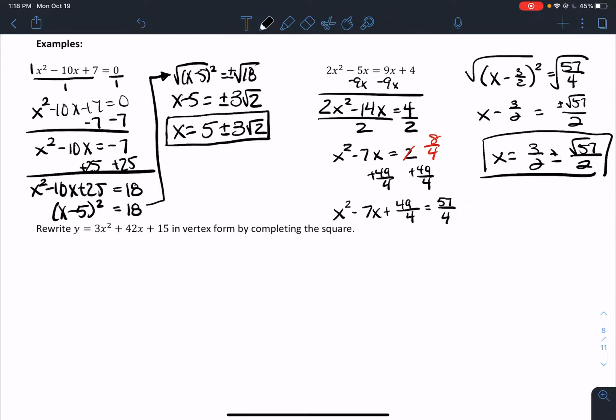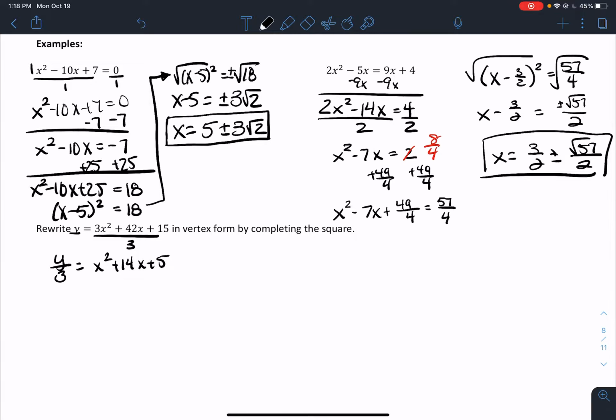We can also use this technique to help us change forms. So we can easily convert from standard to vertex form this way. If I have y equals 3x squared plus 42x plus 15, I can complete the square to help me convert to vertex form. I'm going to start by dividing everything by a, just like I always do. So y over 3 equals x squared plus 14x plus 5.